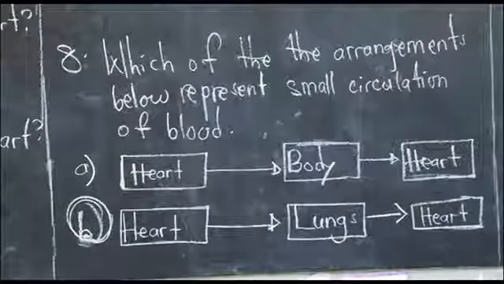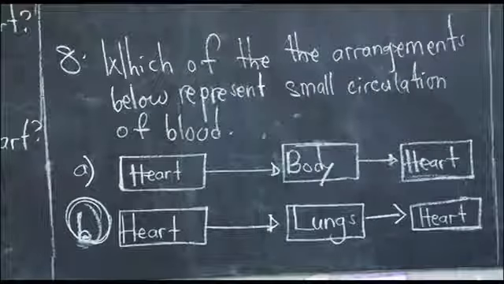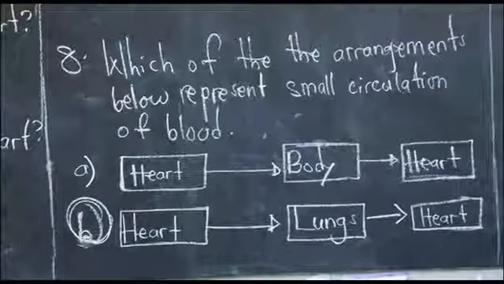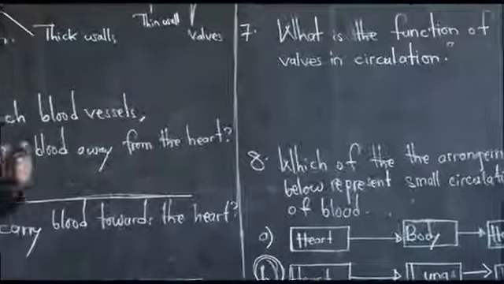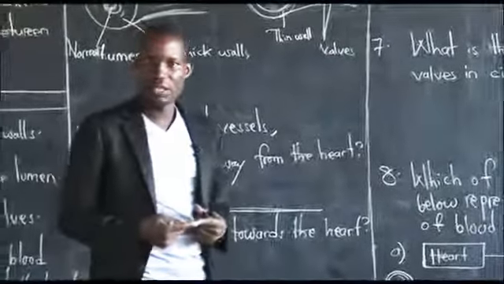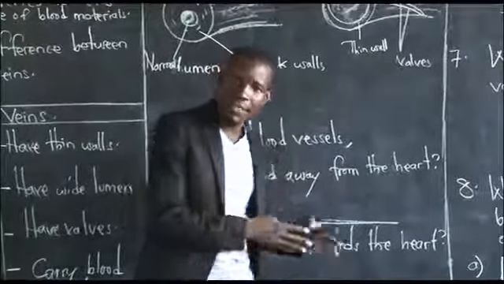And then part C, from lungs to heart, is a false statement because, yes, blood can move from lungs to heart, but it's not a complete type of blood circulation. It's just part of the small circulation. Remember, small circulation is also called the pulmonary circulation, and the big circulation is also referred to as systemic circulation.